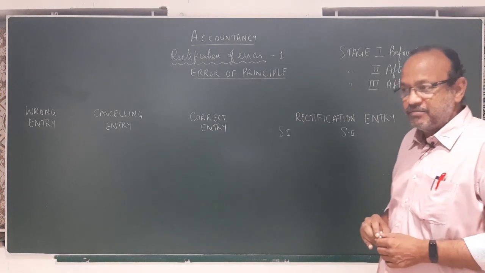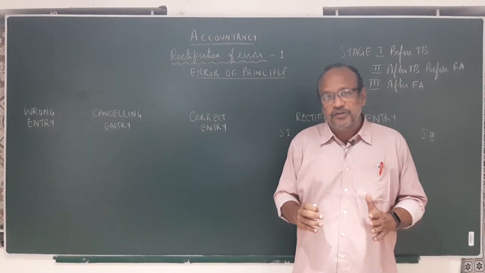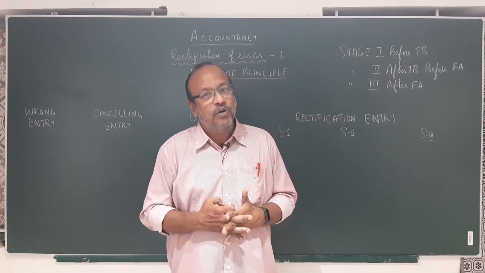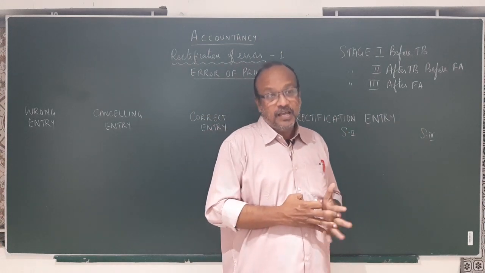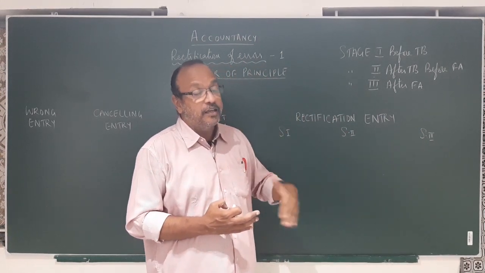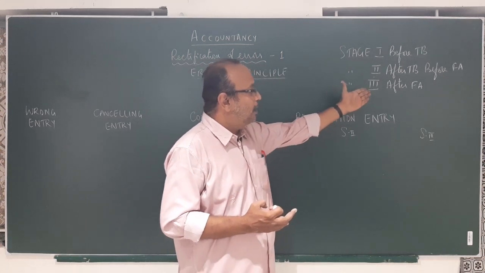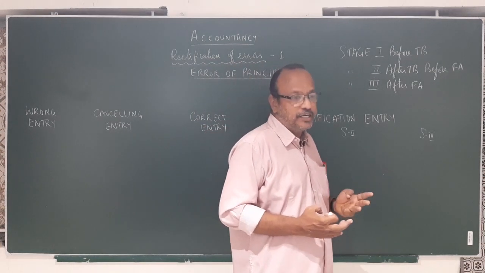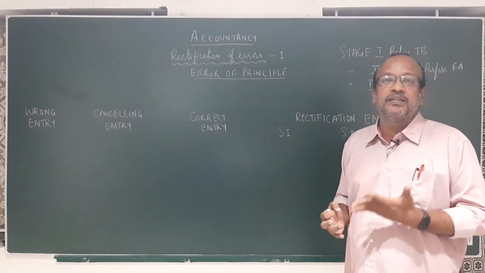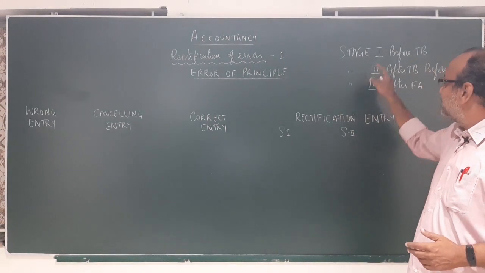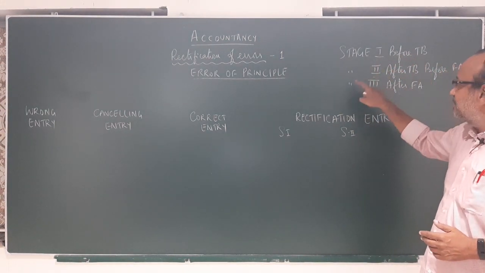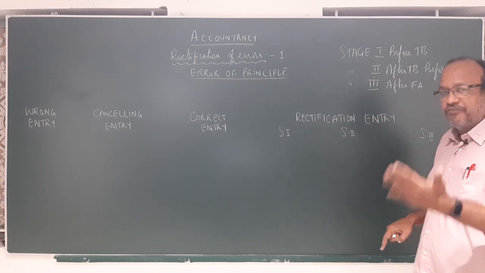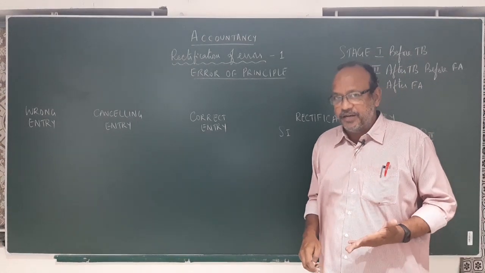It may happen sometimes that even after preparation of the trial balance, we are not able to locate the error. What do we do? We finalize the accounts. And these errors may be located in the subsequent period, that means after preparation of the final accounts. So these are the three stages where we locate or trace out the errors, and these errors are rectified. Stage number 1 is before trial balance. Stage number 2 is after trial balance but before final accounts. And stage number 3 is after final accounts, or we call it the subsequent period.